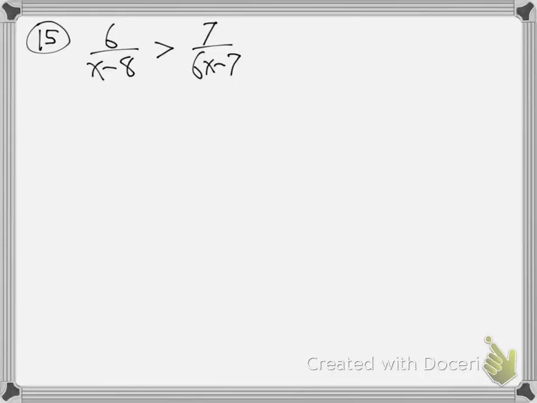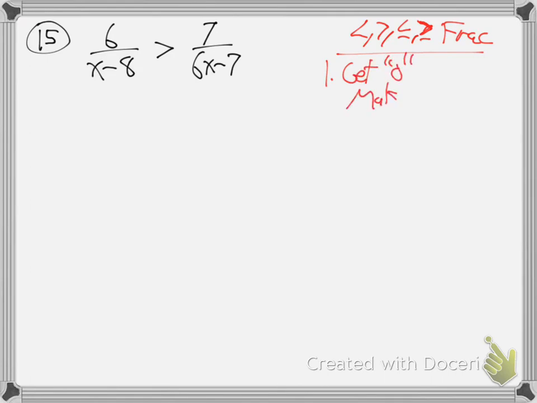Okay, so here's number 15. Now this is a pretty hard problem. These greater than, less than. How do we do these? Let me write out some steps here. So for greater than, less than, or equals, for fractions, when you have fractions with any kind of greater than, less than thing, step 1 is get a 0 and make the other side one fraction.